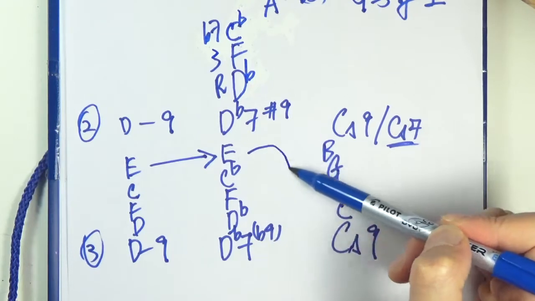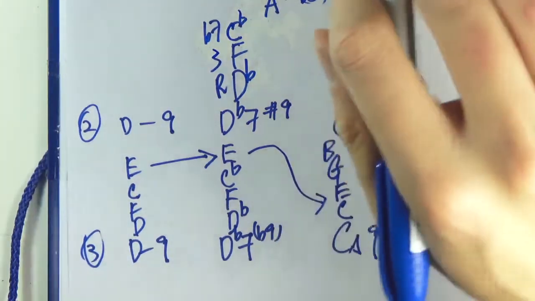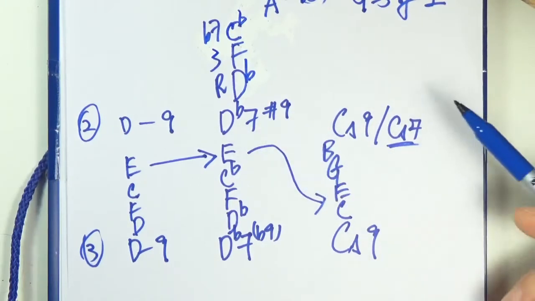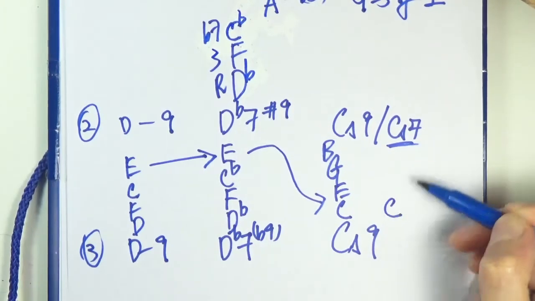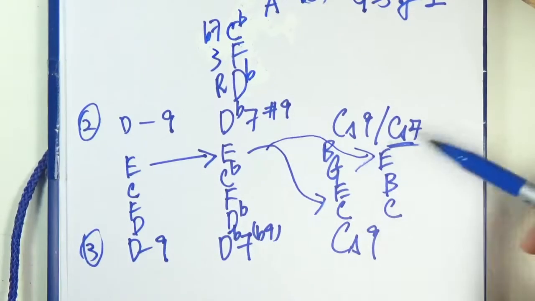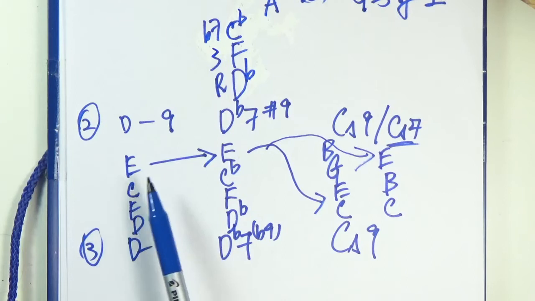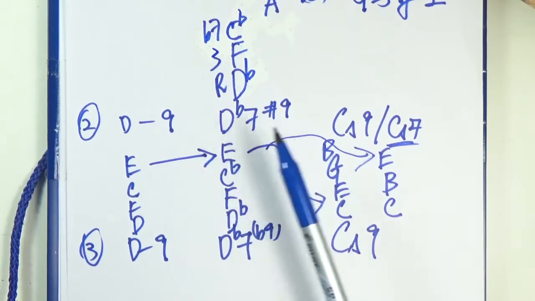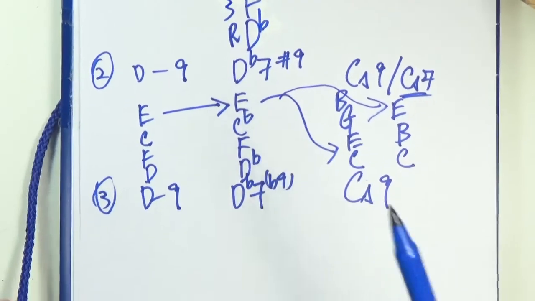So E is also a common tone between D flat 7 and C major 7. So voicing wise, you can probably put E on top. So you will have this nice top line that is stationary while the rest of the chord tones move around. So that's another use of altered tension for flat 5 substitution.